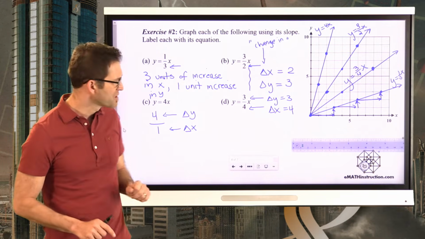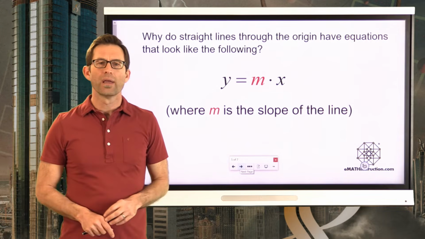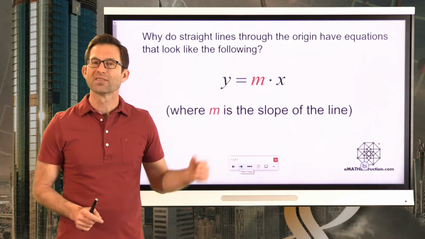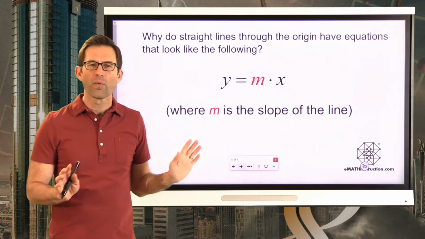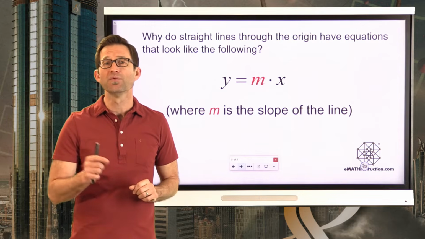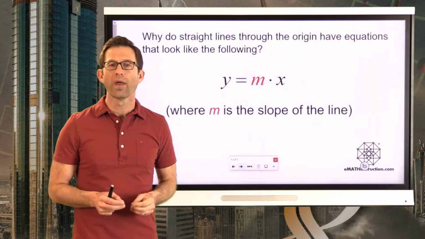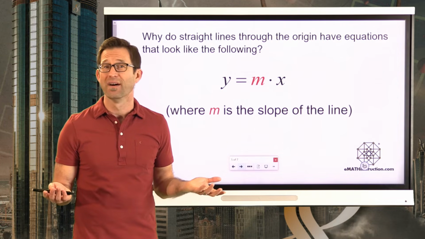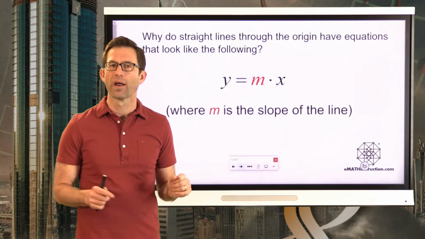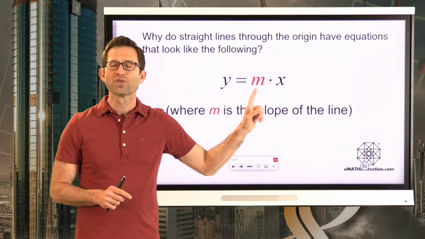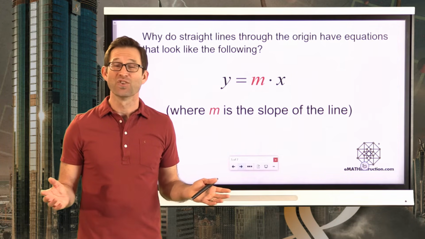For now, though, I want to explore something a little bit deeper. Why do straight lines through the origin have equations that look like this? Y equals some number times x. By the way, oftentimes we've used k to represent the constant of proportionality. We're going to start to segue over to using the letter m. For some reason, when we talk about just graphing lines, the slope is almost always represented by the letter m. Why is that? I actually don't really know.